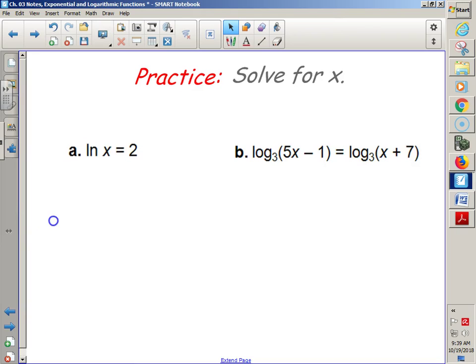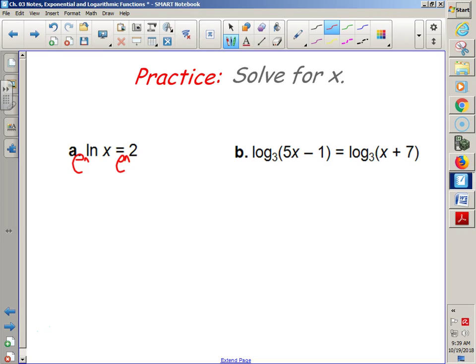Logarithmic, right? Okay, can I use a one-to-one property? No. Is it isolated? Yes. How do I undo ln? Oh, everybody, how do I undo ln? E to the power.